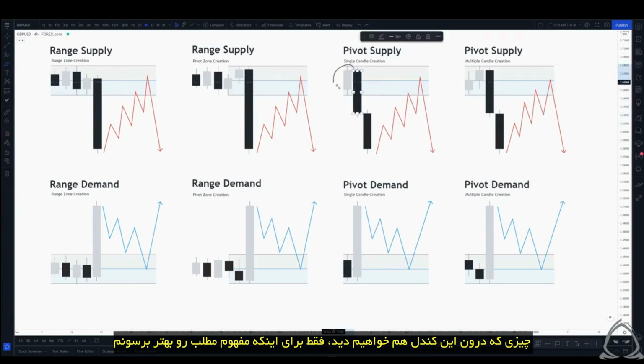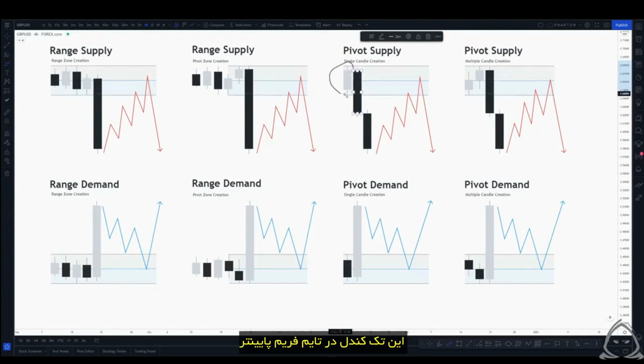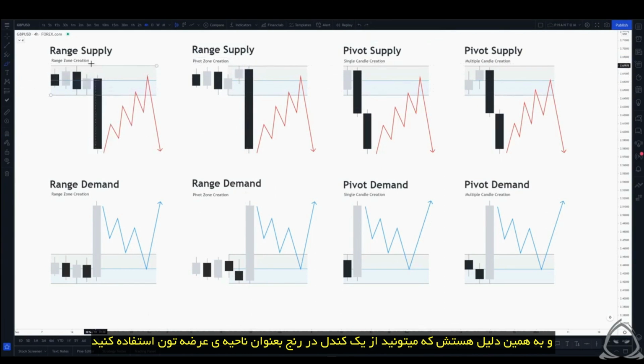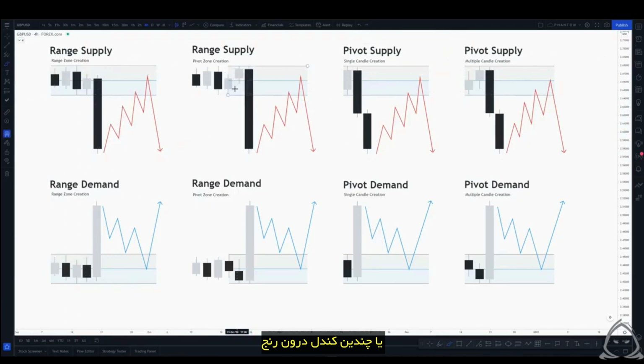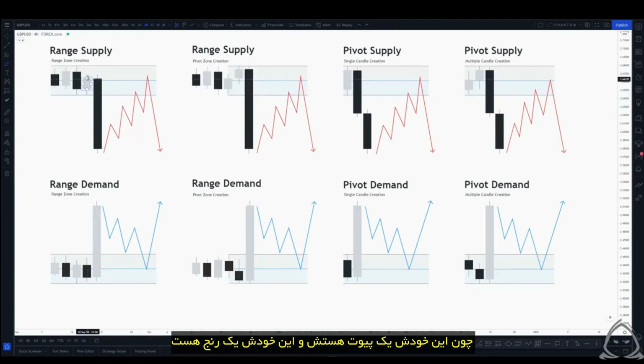And what we would see within this candle as well, just to drive the point home a little bit more, is this single candle on a lower time frame, more specifically, is likely a range as well. And this is why you're able to factor in a single candle on a range as your supply zone in this case, or a series of candles within that, because this in itself is a pivot, and this in itself is a range. So they are interchangeable, and that's why you do have the flexibility.